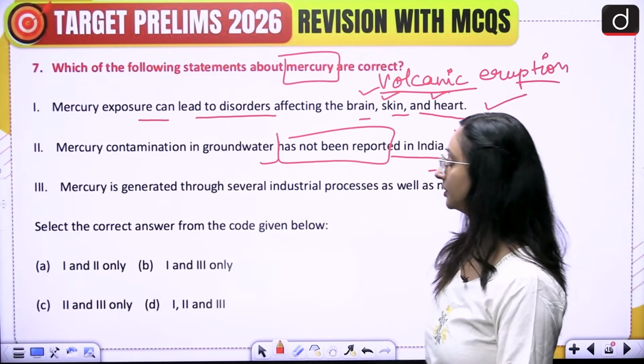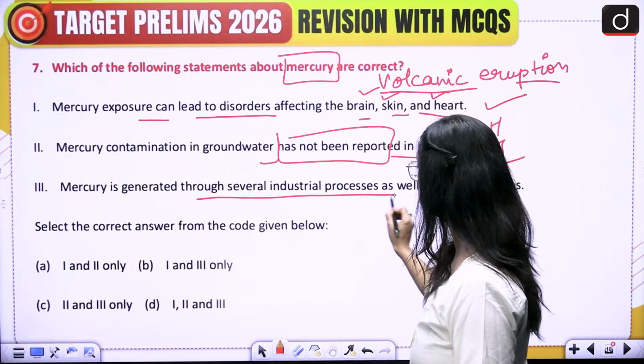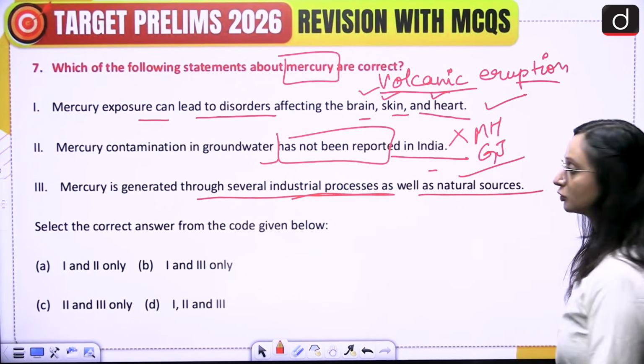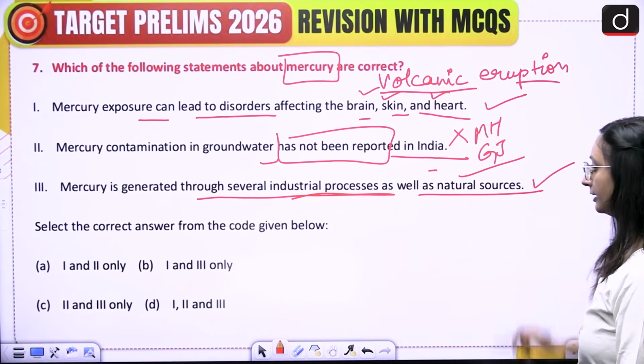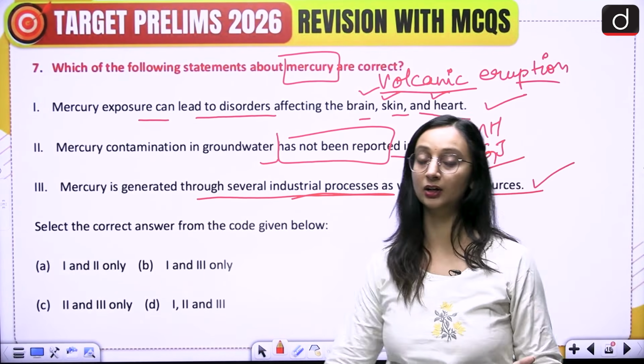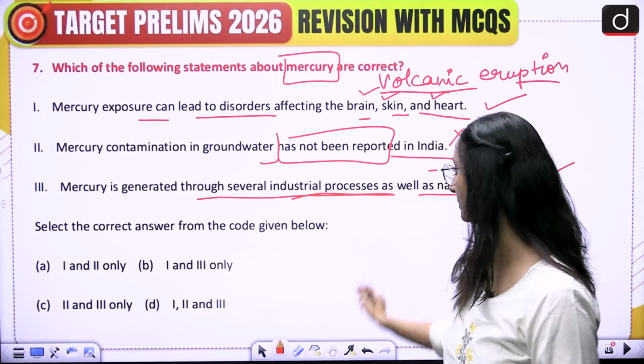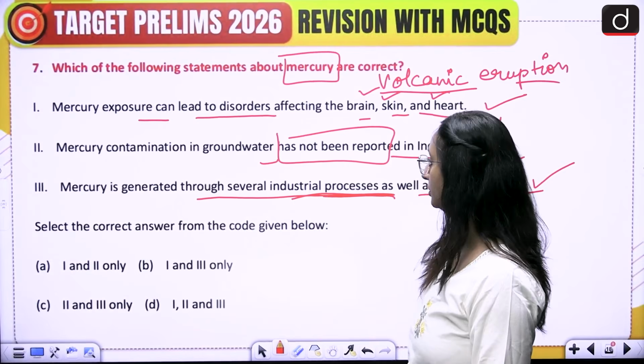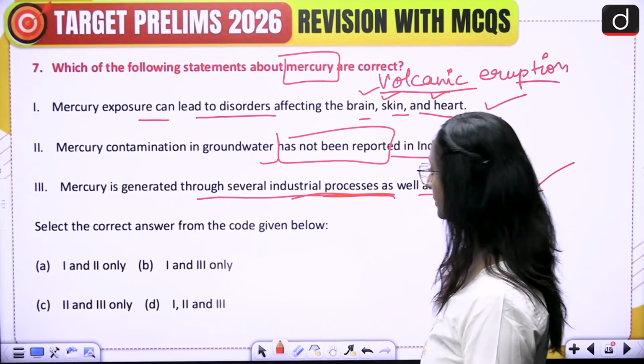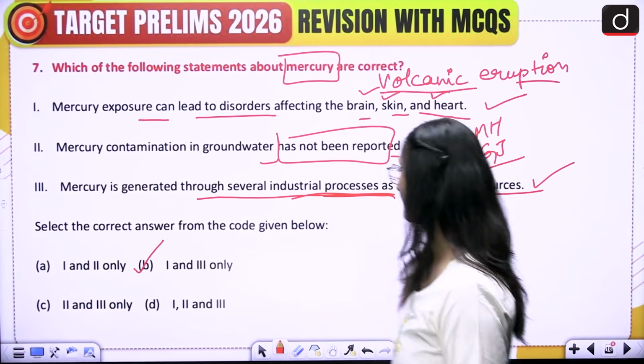And the third statement, mercury is generated through several industrial processes as well as natural sources. I already told you this statement is correct. Natural sources like volcanic eruptions and human-made or artificial sources like industrial effluents. Okay. So the correct answer would be 1 and 3 only. Option B, 1 and 3 only.